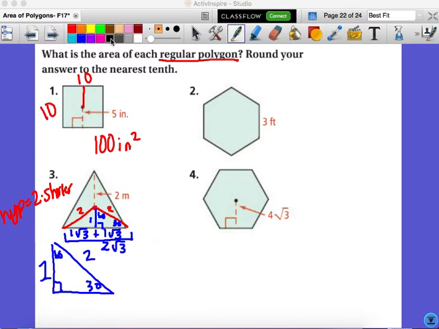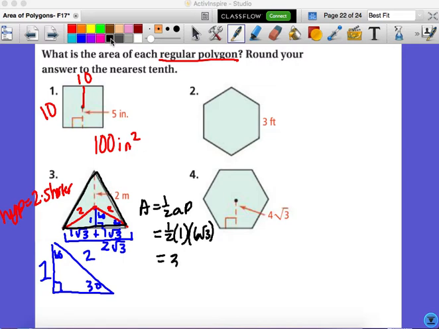So when I go back to my formula, 1/2 apothem times perimeter, my apothem was just 1. But I've got 2 square roots of 3 for this side, 2 square roots of 3 for this side, and 2 square roots of 3 for this side. So I really have 6 square roots of 3.